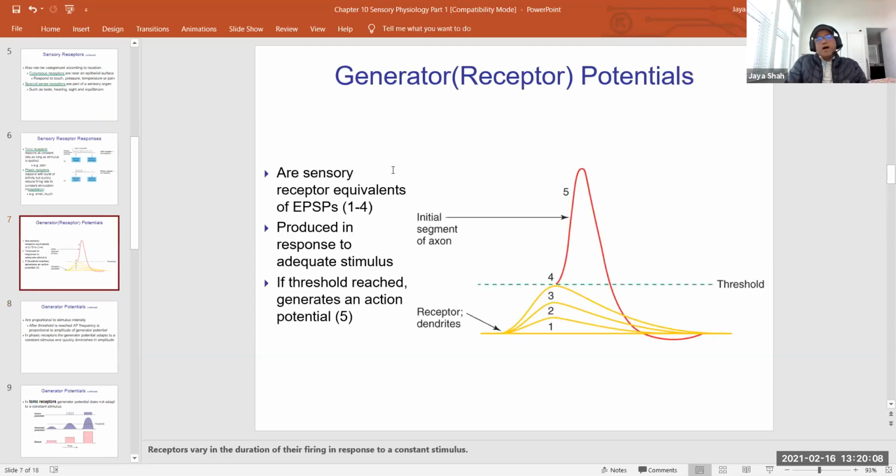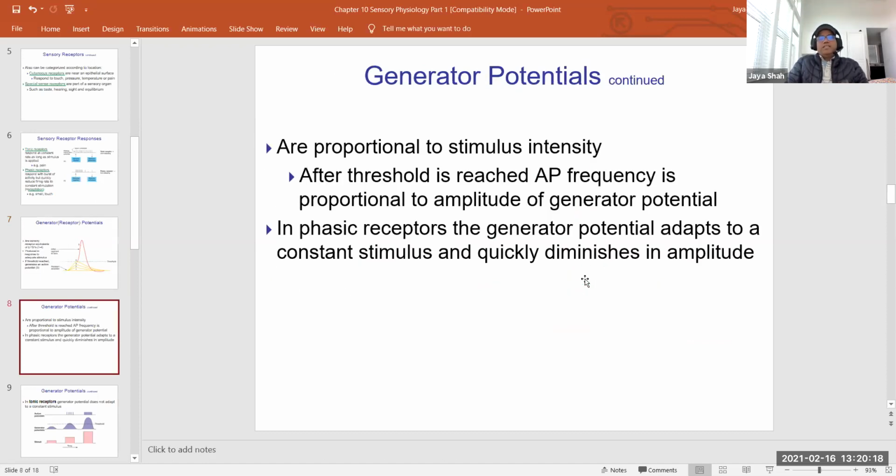So how intense that generator potential is depends on the stimulus intensity. Generator potentials are proportional to stimulus intensity. So if I pinch someone with less force or a lot of force, if you use a lot of force, then your frequency is high. After threshold is reached, action potential frequency is proportional to the amplitude of the generator potential.